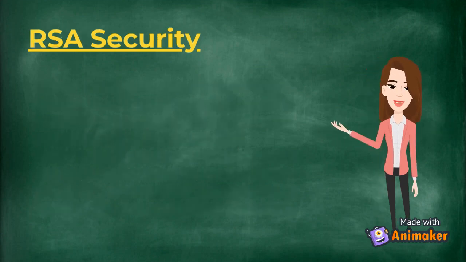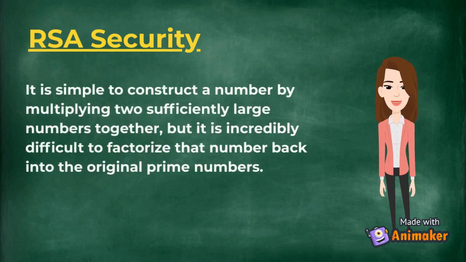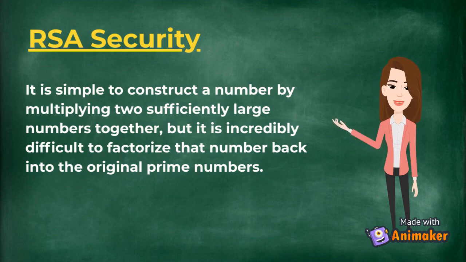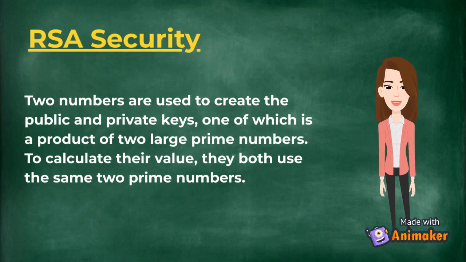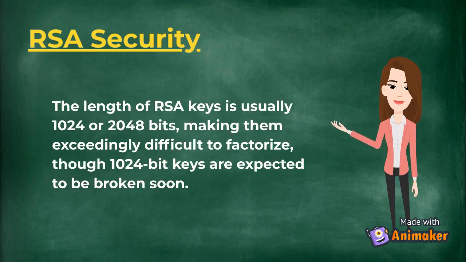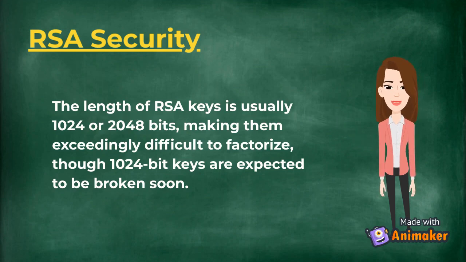The technical aspects of RSA are based on the premise that it is simple to construct a number by multiplying two sufficiently large numbers together, but it is incredibly difficult to factorize that number back into the original prime numbers. Two numbers are used to create the public and private keys, one of which is a product of two large prime numbers. To calculate their value, they both use the same two prime numbers. The length of RSA keys is usually 1024 or 2048 bits, making them exceedingly difficult to factorize, though 1024-bit keys are expected to be broken soon.